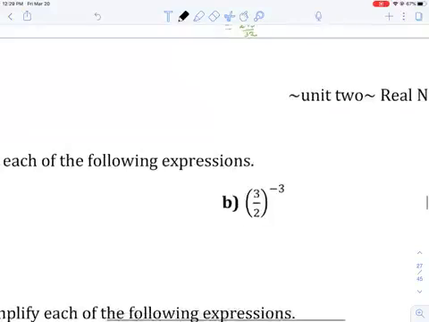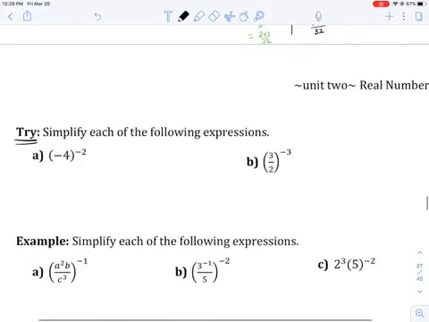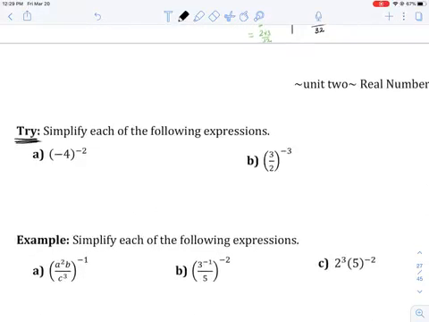So let's move on to the next page. And there's a little try. You guys can try these ones.